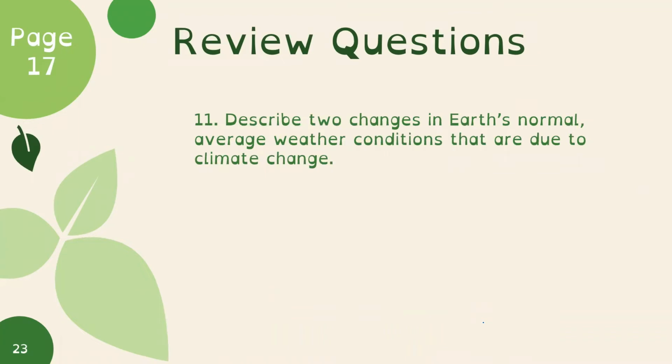Right, number 11. Describe the two changes in Earth's normal average weather conditions that are due to climate change. So one change is extreme precipitation. By that, I mean significantly more snow.